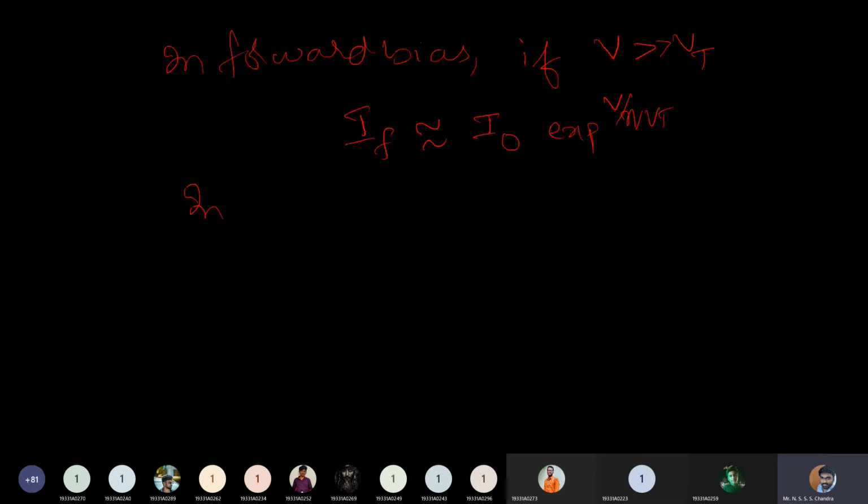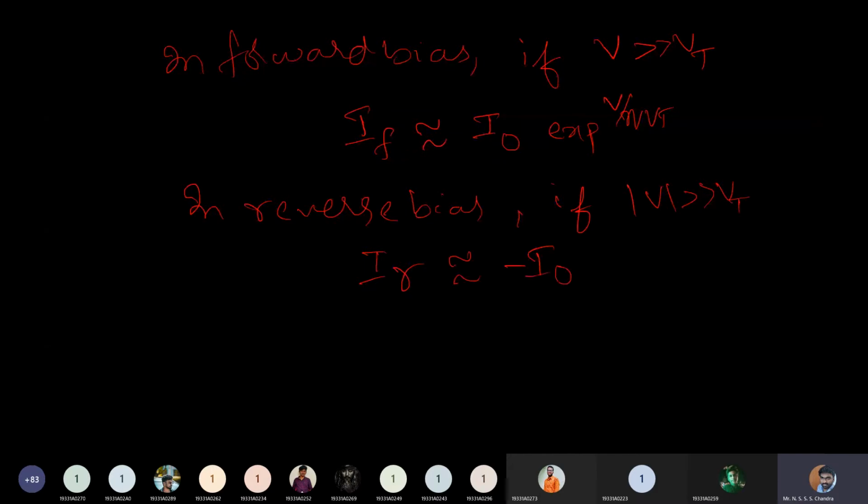Similarly, in reverse bias, if the magnitude of V is greater than Vt, we are getting I as nearly equal to minus I naught. Okay, it's a nearly constant current. However, your current will not be constant even in the reverse bias.